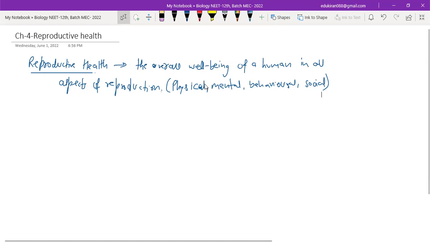Why have we included mental and behavioral well-being as well? Why is this important for reproduction? The beginning of chapter 3, what did we discuss? The reproductive system includes or is regulated through hormones, right? Atif? Correct? Yes, sir. In both males and females, there are hormones which are important for the regulation of the reproductive system, right?